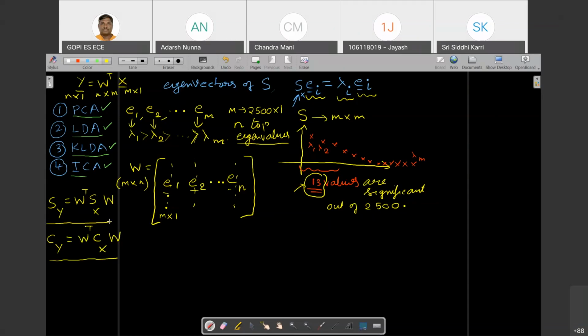Another interesting observation is that the covariance matrix Cy, what we get here, is going to be diagonal. It is very important to note this point. The covariance matrix of the projected data is diagonal. It means that after projection we have n elements in it. What did we really achieve?